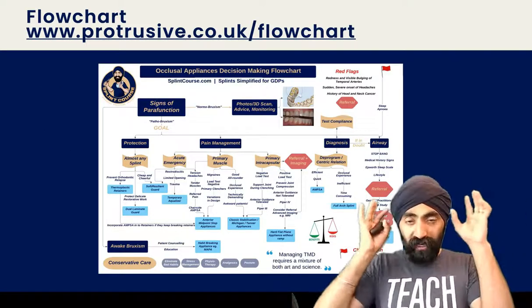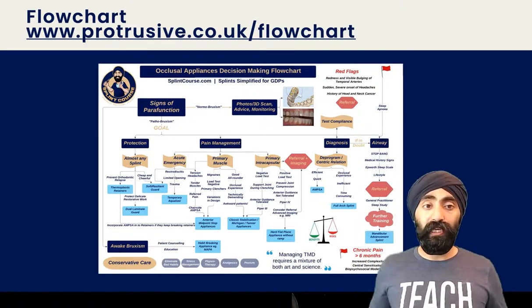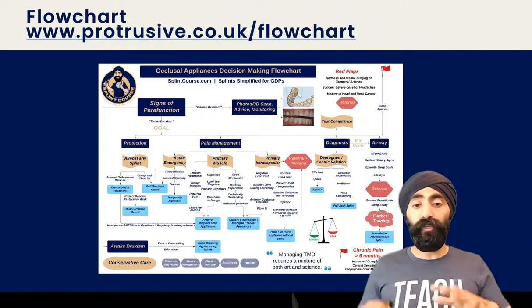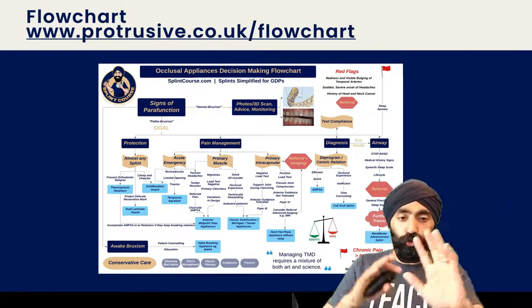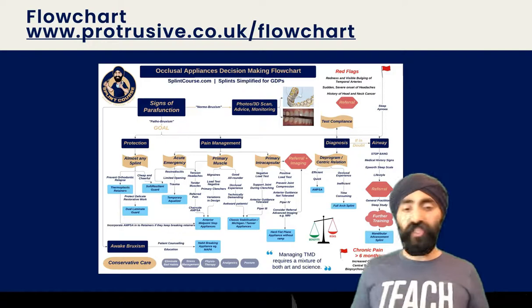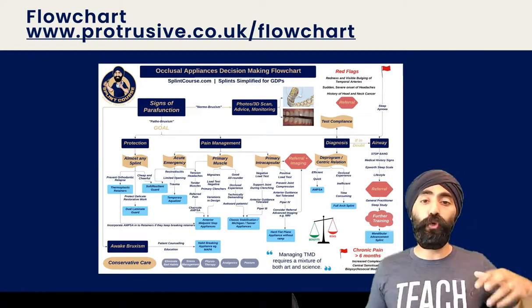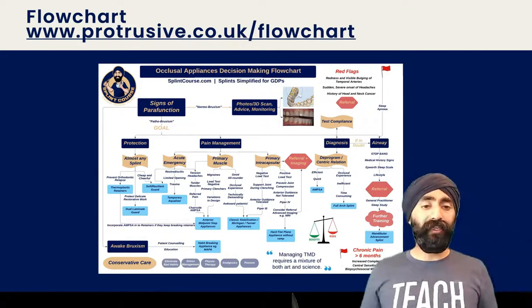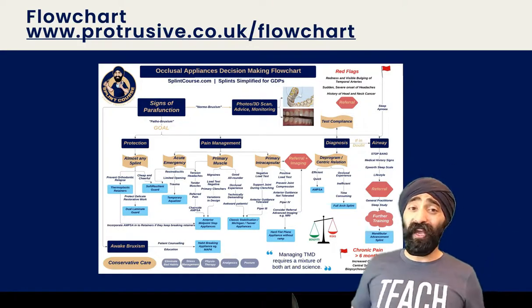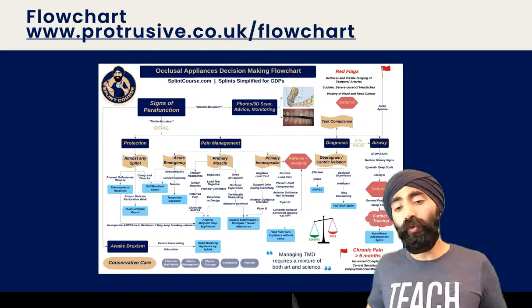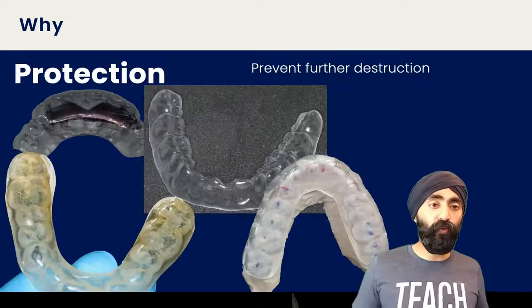So if you wanted a flowchart, by the way, to help you with this, if you just go to my website, protrusive.co.uk/flowchart, you can download this how to choose which type of appliance. This is just based on my experience, my philosophies, what I've been taught, and it's just helped me a lot to sort of simplify exactly when to do it. Now, understand that this is very much a basic guide, and like any guideline, you should deviate away. But I'm hoping this will help you to think of things in a different way.